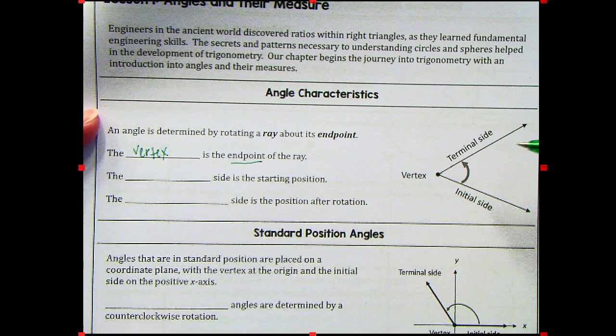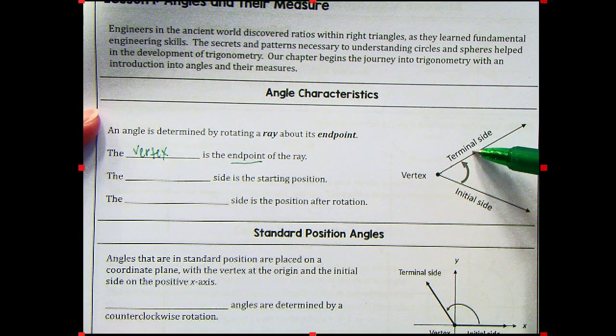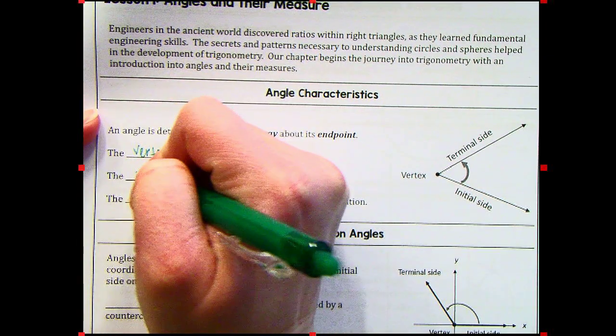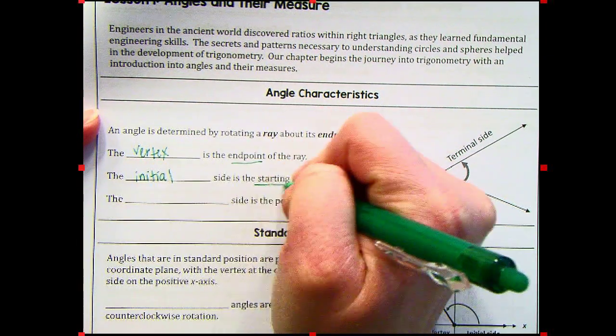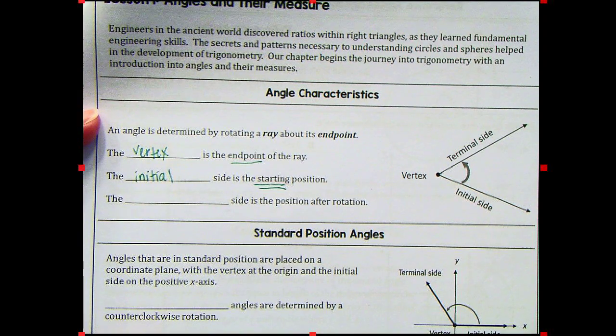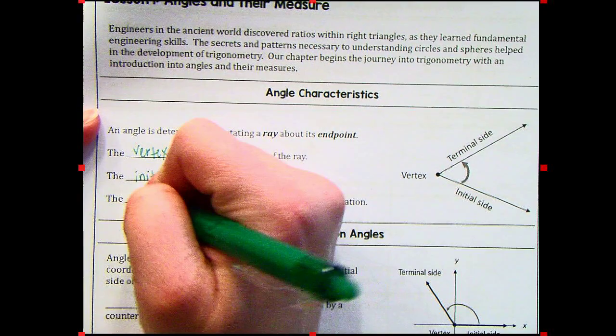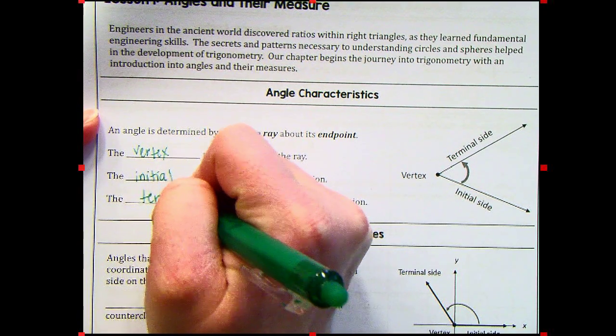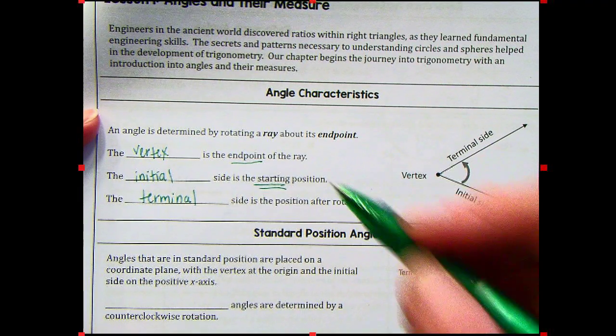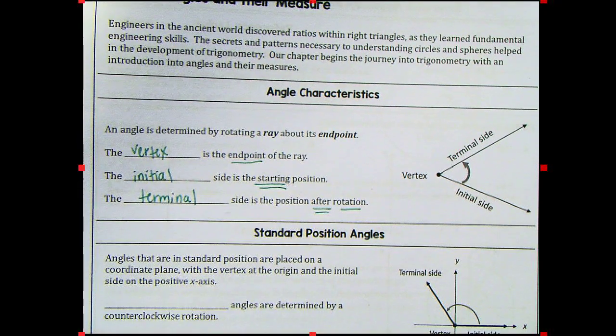Now, something new, every angle from here on that we draw, we're going to draw in something called standard position. That way we draw them all exactly the same every single time. With standard position, you're going to have an initial side and a terminal side. The initial side is the starting position, which will go in a very specific location when we draw it. And then the terminal side is where the angle ends after rotation. So wherever the angle ends after rotation.